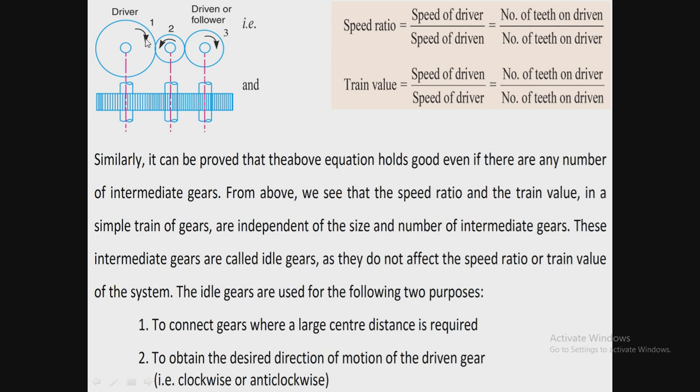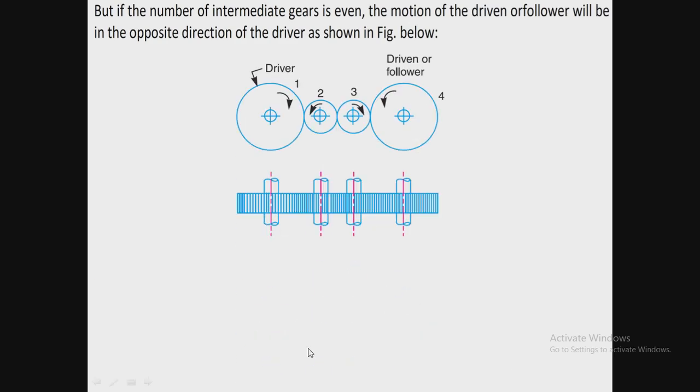This is also called an idle gear or intermediate gear, and it is used for two purposes: first, to connect gears where a large center distance is required, and second, to obtain the desired direction of motion of the driven gear. Now, if there are two intermediate gears, as we discussed previously, when the number of intermediate gears is even, then the direction of rotation of driver and driven is opposite.